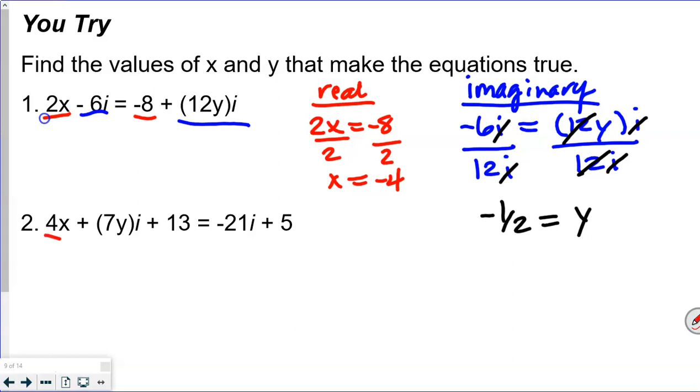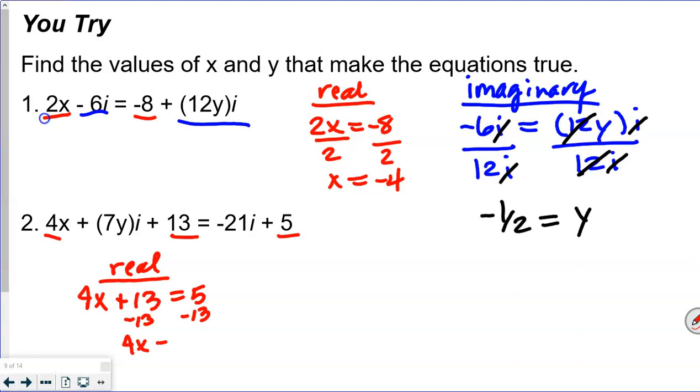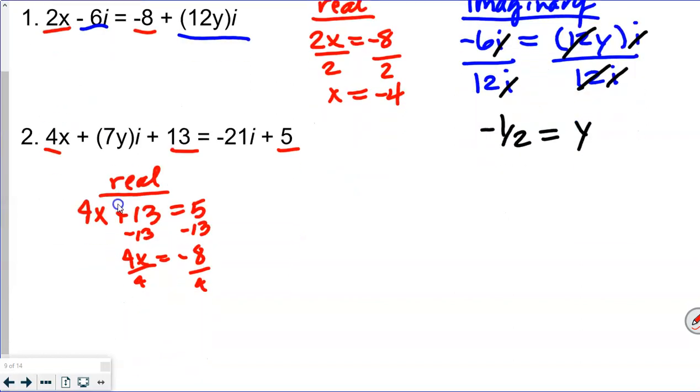So here we go again, real, real, real. How do I know those are real, y'all? Yes, because they do not have i attached to them. So we got 4x plus 13 equals 5. We're going to subtract 13 from both sides. So this is going to be 4x equals -8. Divide by 4. And so we get x equals -2.